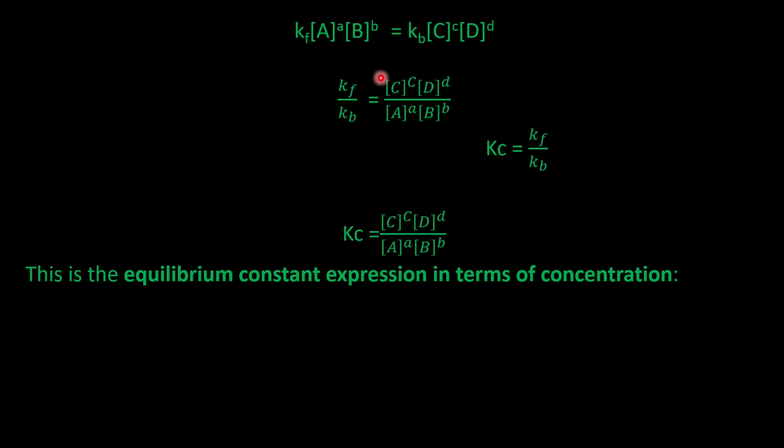Now send this Kb over to this side of the equation, and we will send this to the other side of the equation. So Kb will come in the denominator, and similarly the concentrations of A and B will come in the denominator. This Kf over Kb is known as the equilibrium constant, which we represent by Kc. So Kc is equal to [C]^c [D]^d over [A]^a [B]^b. Please note that the square brackets represent concentration. This is the equilibrium constant expression in terms of concentration.